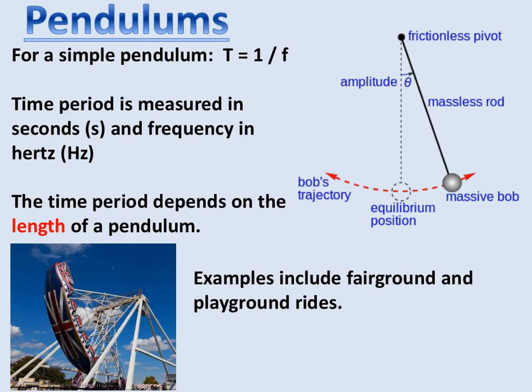We're now going to look at pendulums. You should know that for a simple pendulum, the time period is equal to 1 over the frequency, as shown in the equation up here. Remember that time period is measured in seconds and frequency is measured in hertz.